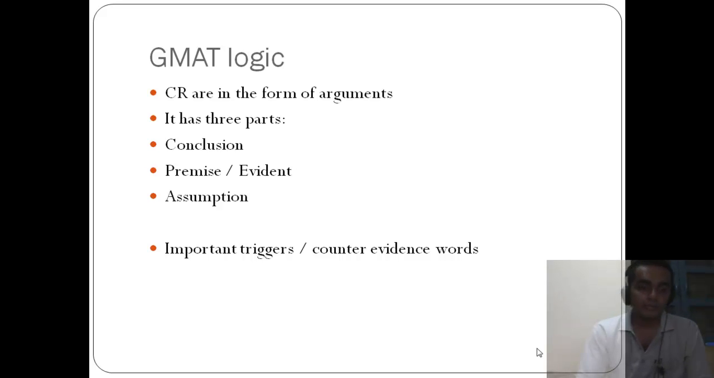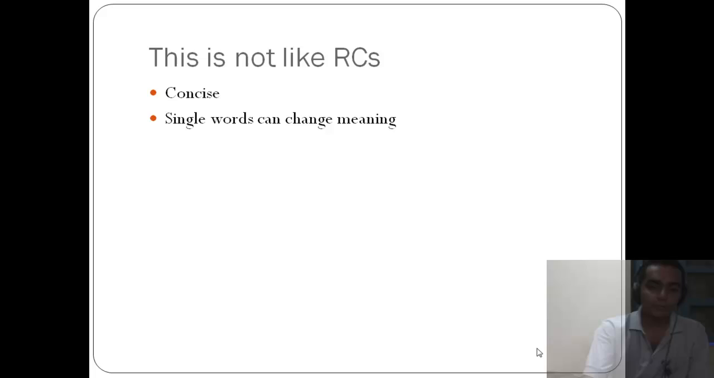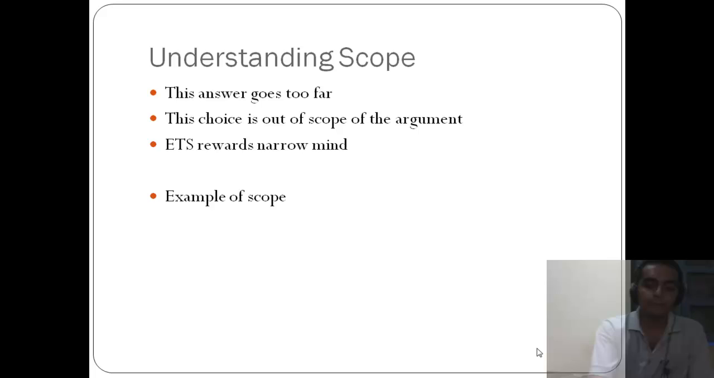So understand critical reasoning as a set where there is some evidence, something which has happened, and a person is trying to assume something and conclude something. We are going to see how good those assumptions are, whether they are good enough, and whether there is any flaw in the reasoning. It's very concise, not like reading comprehension where you have a lot of information. Each word, each adjective, each figurative word, each idiom is going to play a very important role here. So to start with critical reasoning, you have to understand how things are logically linked up, and the meaning of scope.